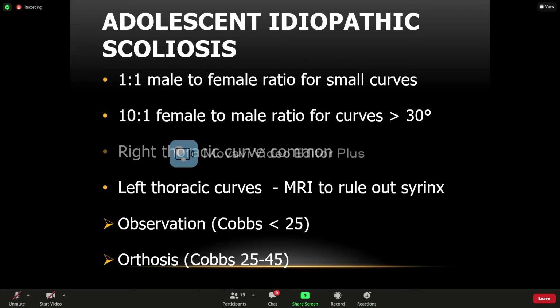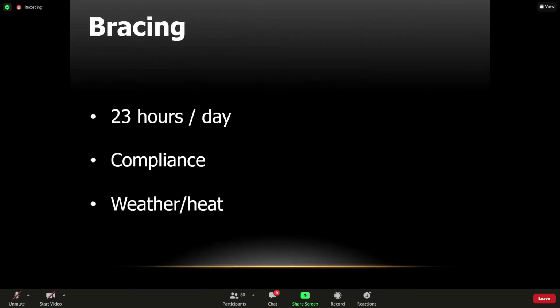These cutoffs that I mentioned are just very rough guidelines. There are lots of other factors, including the age and the maturity, and lots of other things that are taken into consideration before deciding on the treatment. So bracing is not as easy as it looks.